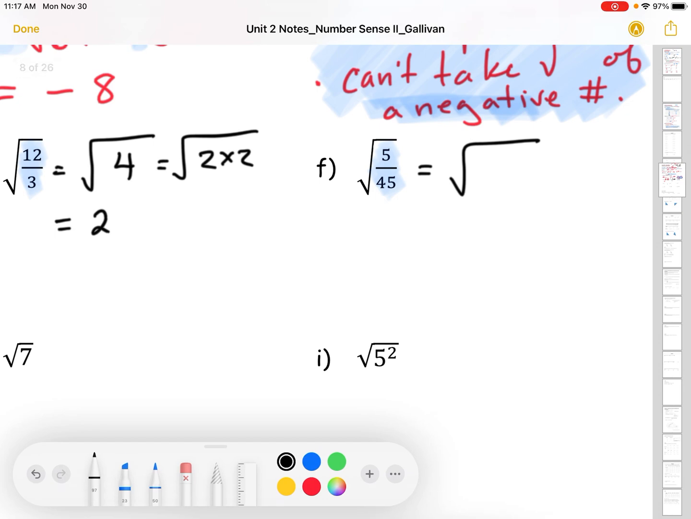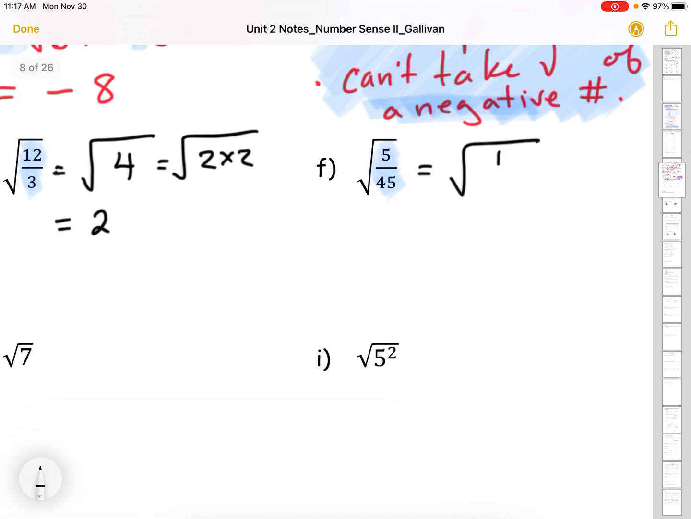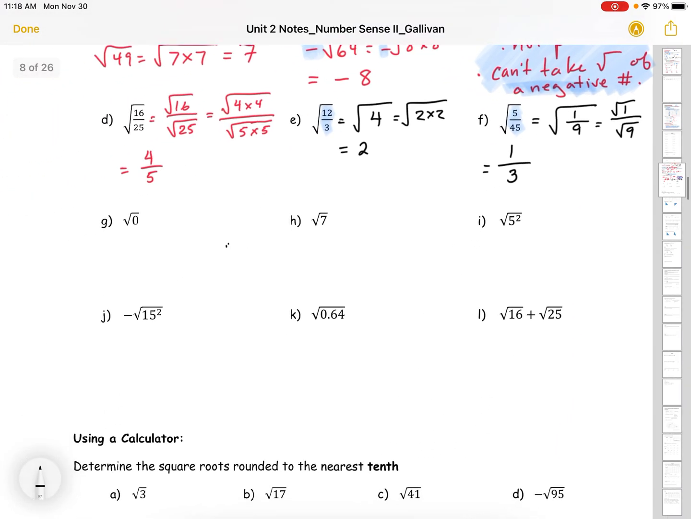And what can I divide out of both 5 and 45? Well, I can divide out a 5. So this will be 1 over 9. Now, this is the same as having square root of 1 over square root of 9. So square root of 1 is 1. Square root of 9 is 3. Okay, so always look for a way, can I simplify it first before I start doing this evaluation?